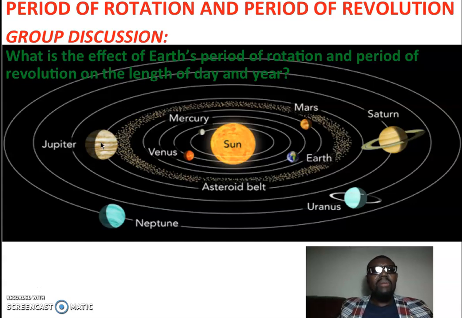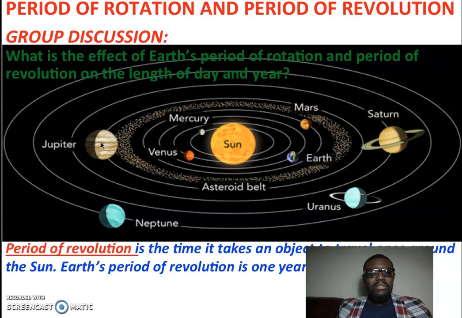Here we are looking at the effect of Earth's period of rotation and period of revolution on the length of one day and a year. Period of revolution is the time it takes an object to travel once around the sun. So period of revolution is the time it takes the Earth to move once around the sun. How long it takes the Earth to revolve around the sun.